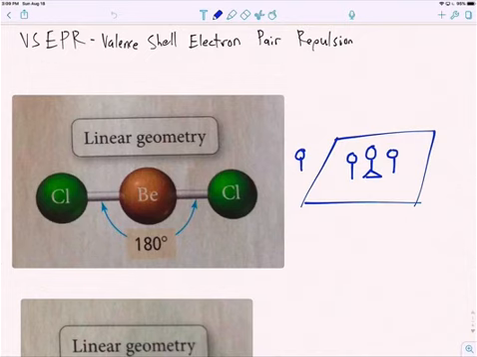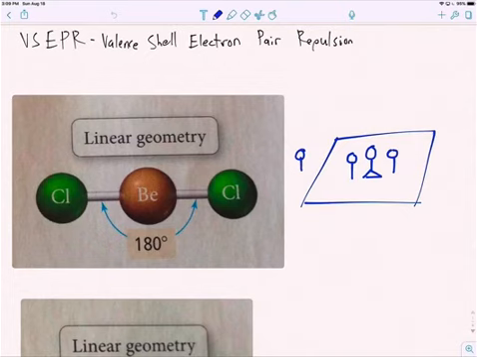VSEPR is a wrong theory, but why are we covering it? Because it works most of the time, and it makes so much sense. People were actually kind of upset when they found out this theory was wrong, and then the much more bulky, cumbersome quantum mechanics is the right theory with the molecular orbital theory. But let's go on. Let me teach you misinformation. Well, not really. It's not misinformation. It works most of the time.